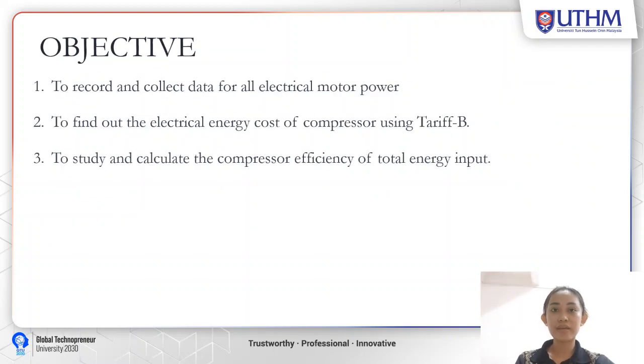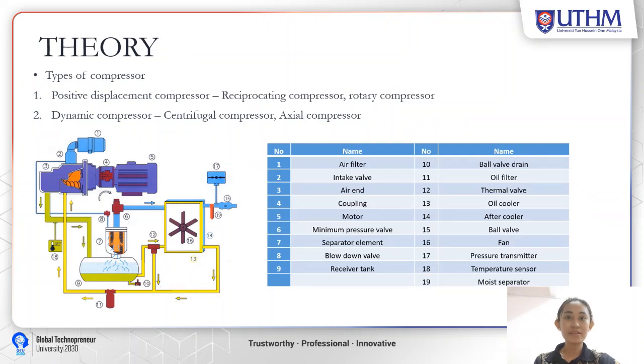Next is objective. There are three objectives in this Lab 5. The first one is to record and collect data from all electrical motor power, the second one is to find out the electrical energy cost of the compressor using tariff B from TNB company, and the last one is to study and calculate the compressor efficiency of total energy input.